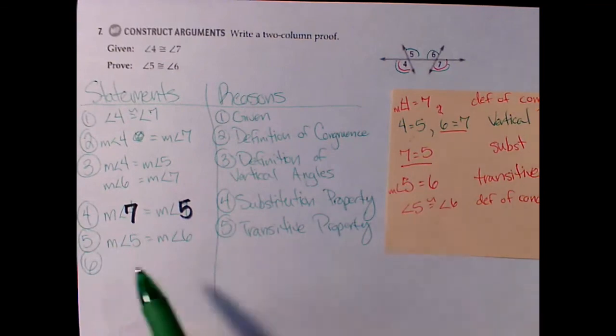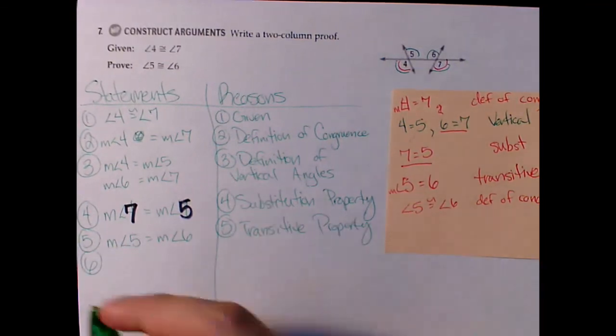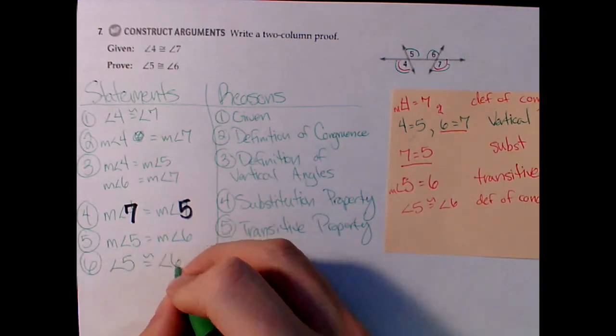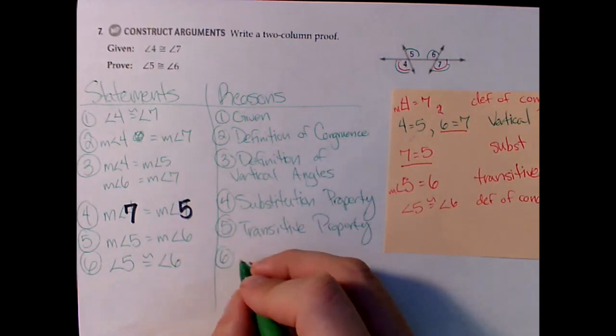That's the transitive property. And then if the measure of angle 5 equals the measure of angle 6, that just means angle 5 is congruent to angle 6, and that is the definition of congruent.